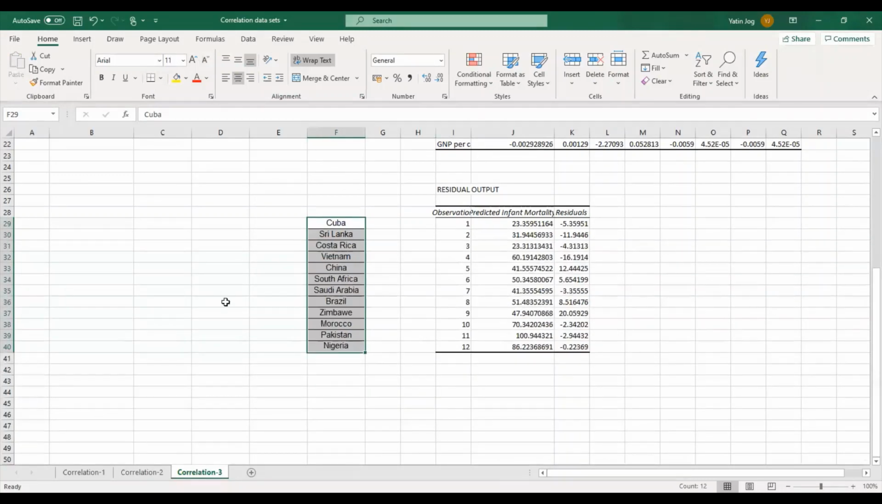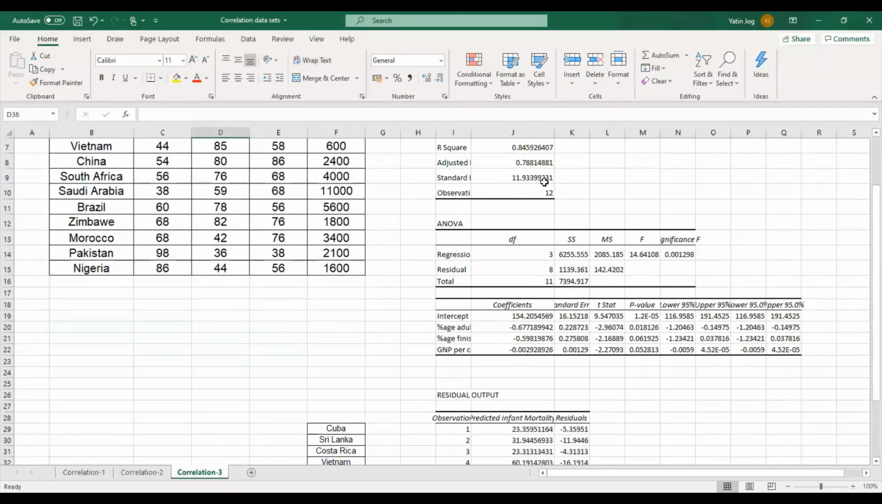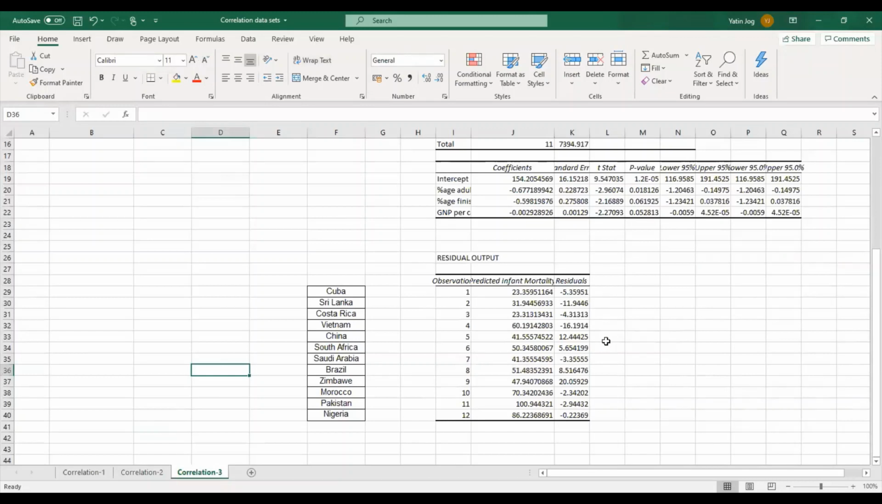Fine. From the residual output, look at the standard error. What is the standard error? 11.9, almost 12. Now 12 is my standard error. So when I say the standard error is 12, deviation up to 12 is very well accepted.